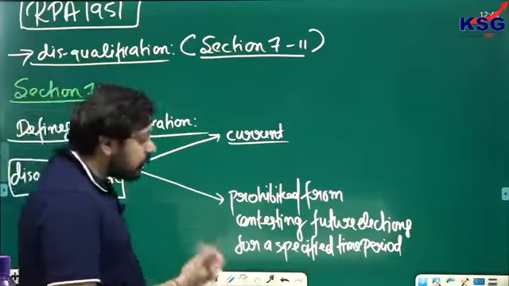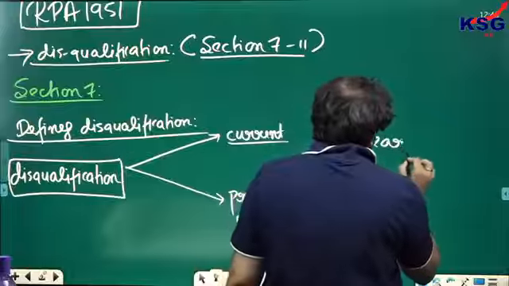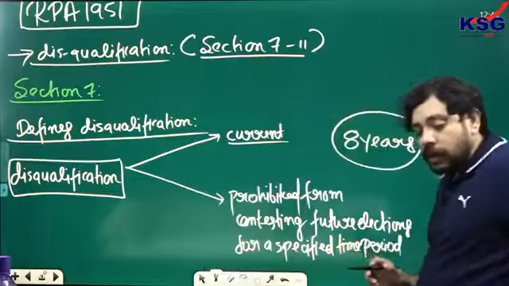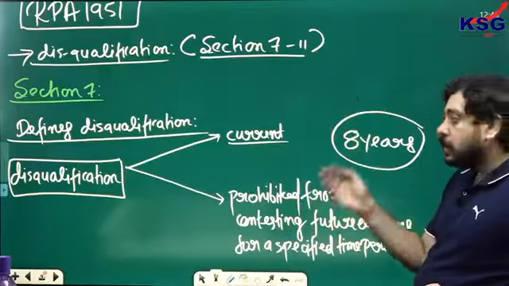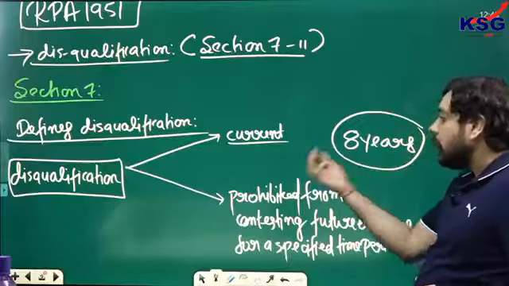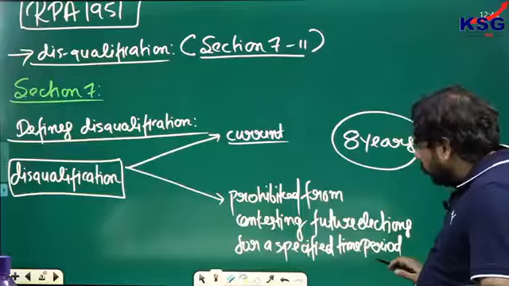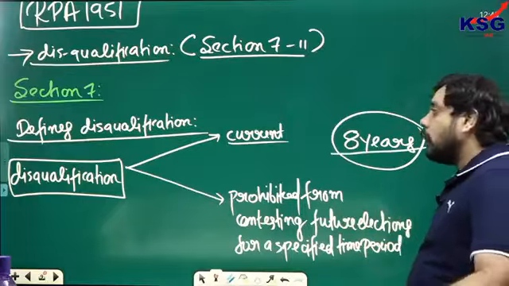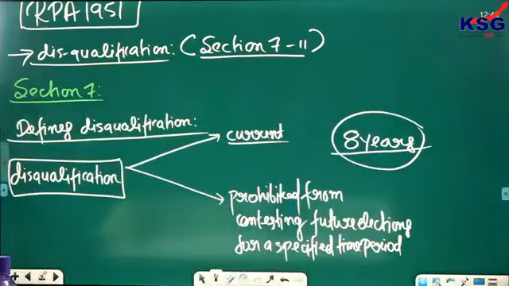Let's say, for example, a person has been disqualified for a period of 8 years. That means he will have to vacate the seat in parliament immediately, and he cannot contest elections for the next 8 years, right? But if he contests elections at the expiry of 8 years, he is reinstated. So the specified time periods are given in different provisions as to how long the person is disqualified. This is what section 7 of the RPA states, that a person can be disqualified on these grounds.